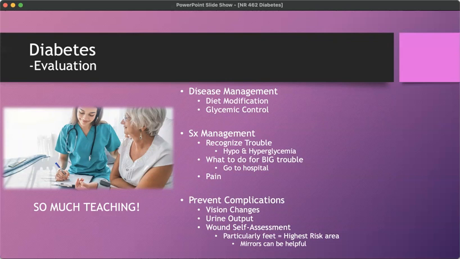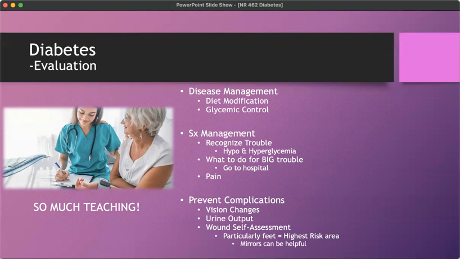Some of the other teaching topics that we really want to prioritize are symptom management, and especially recognizing when they're in trouble. Patients get in trouble when they are hypoglycemic or hyperglycemic. So us knowing the symptoms so that we can teach those to patients, really, really important. And also what to do if they get in big trouble. If they start having some of those ugly complications of hyperglycemia, that's when they need to go to the hospital.